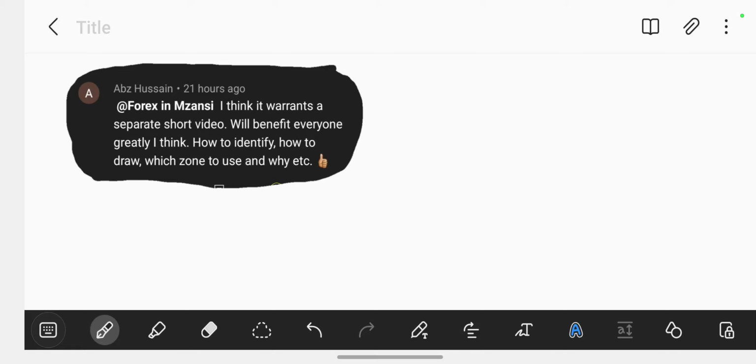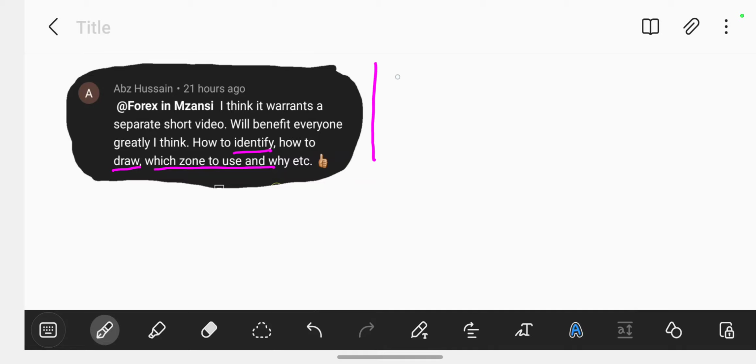The guy is asking me how to identify the support and resistance zone, and after identifying it, how do you draw it? And then after drawing that zone, let's say you've drawn 3 zones, which one are you going to use and why are you picking that one? That's the question I got yesterday, and that's what I'm going to try and answer in this video.